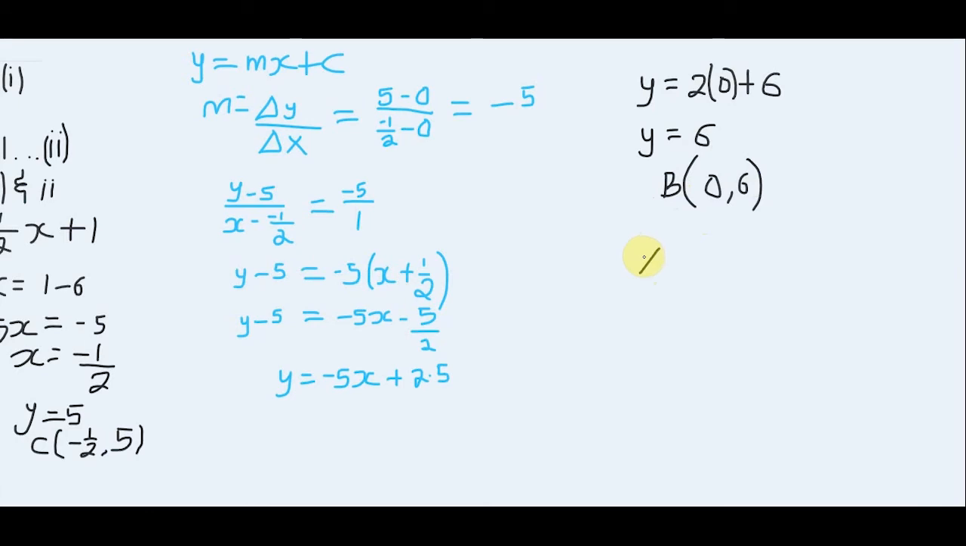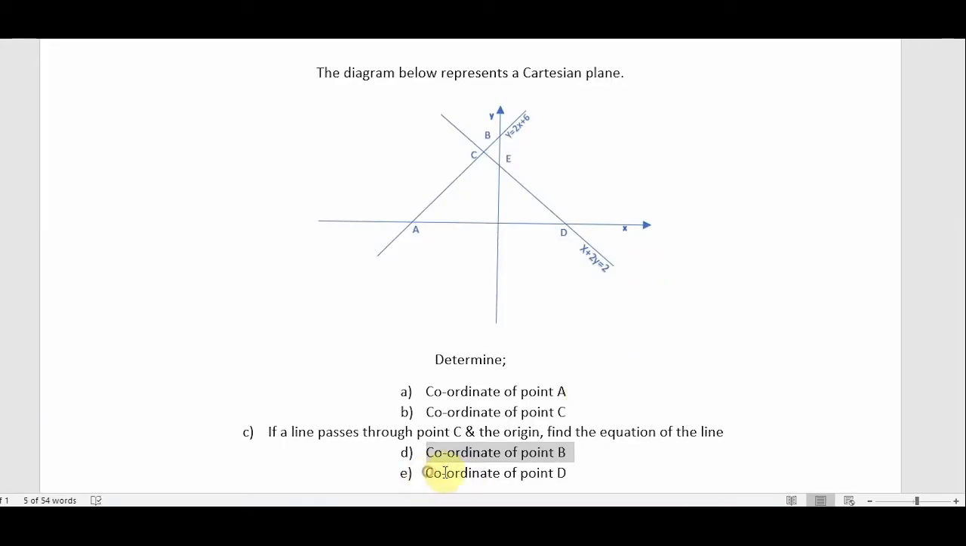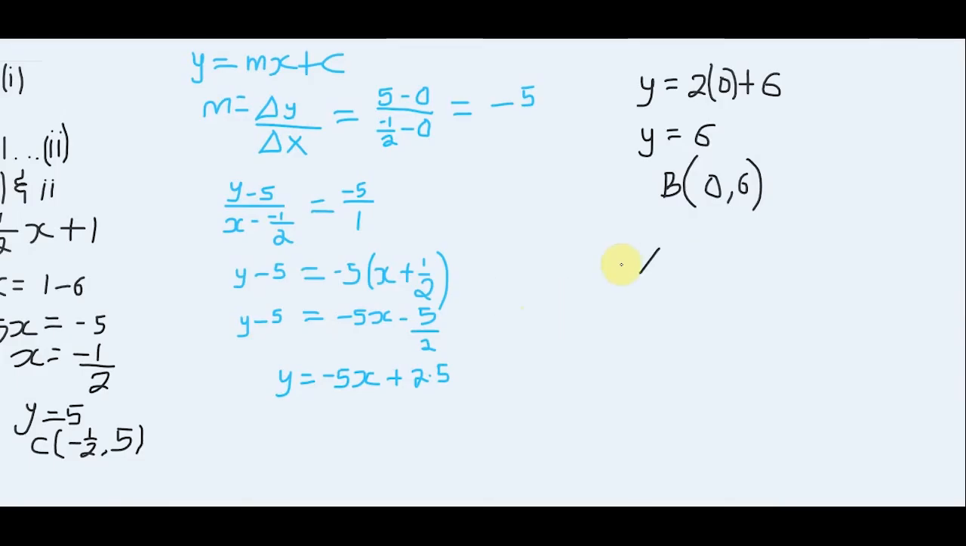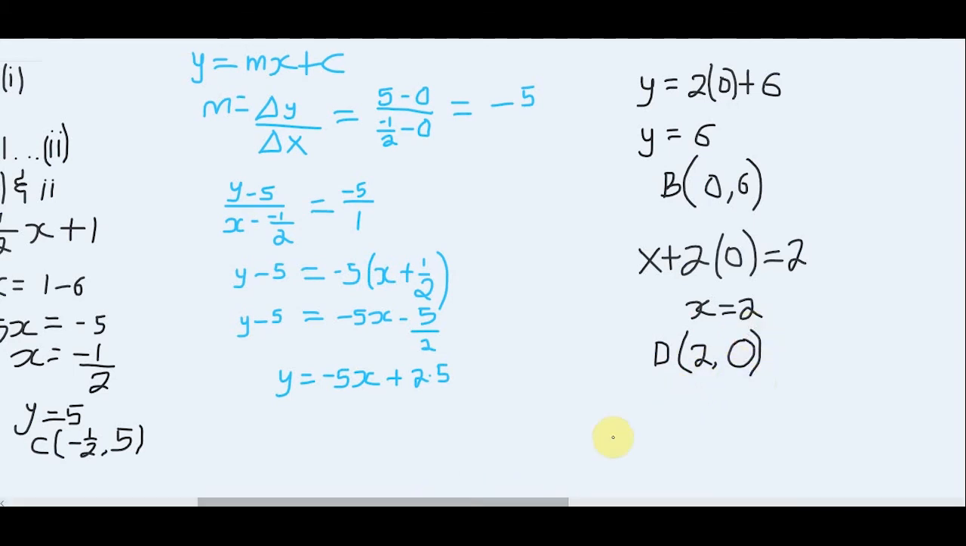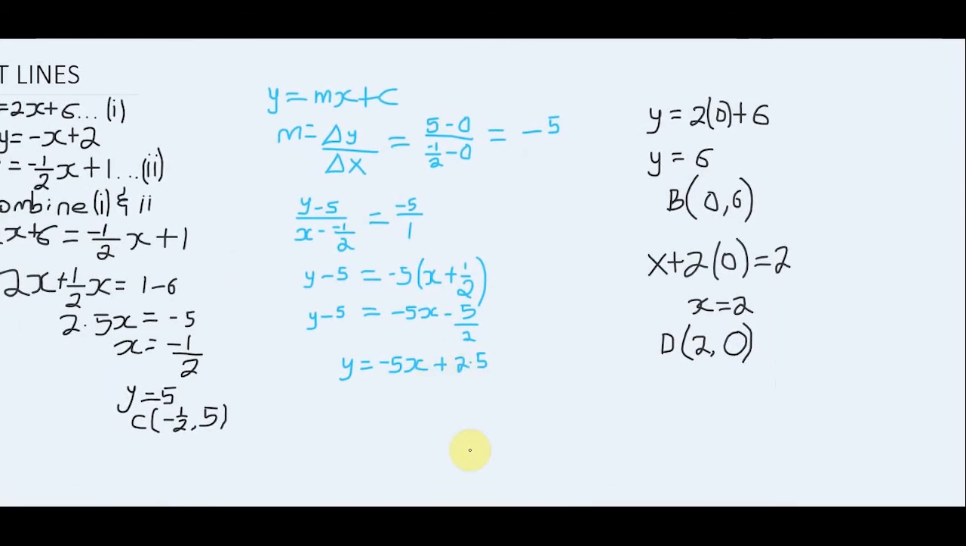Now the next part will be the coordinates of point D. Point D is on the line where y is equal to 0. So where we have y, we substitute it by 0. Now we write x plus 2y, now 0, is equal to 2. So x plus 0, which is 0, so it will be x, so x is equal to 2. So the coordinates of D will be 2 and 0. And that's how we have solved all the equations.